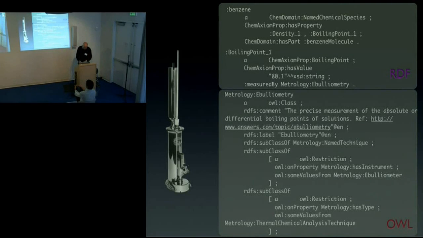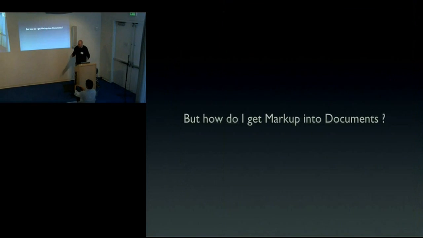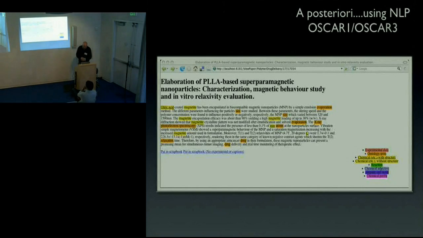Now, we've talked an awful lot about markup, and that markup is all nice and well, but the question that you should be asking immediately is, dude, how do I get that markup into my documents and into my information sources? Nobody wants to have to author that sort of stuff by hand. How do I do it? And there are two answers to the question. The first one is you introduce markup a posteriori. So you have a document, you've written it in the normal way, and you then try and retrospectively mark that document up. There's an awful lot of legacy data that we have where that is the only way of getting markup into documents. To do that, we have developed a software robot called Oscar, which we call the journal-eating robot.